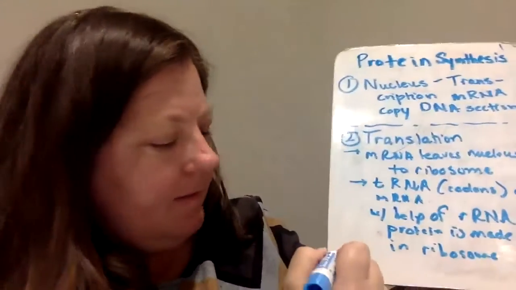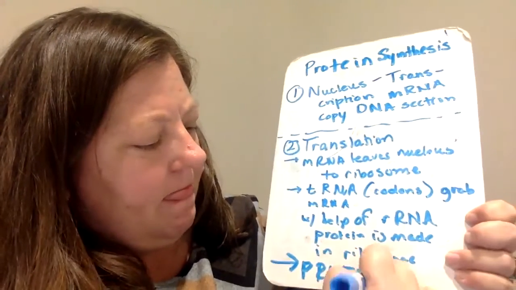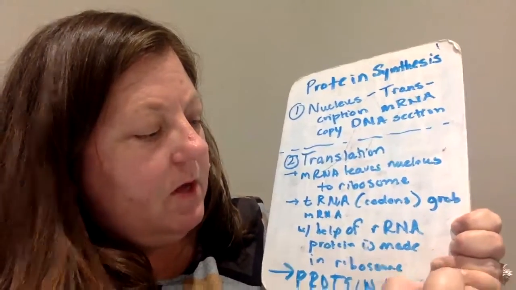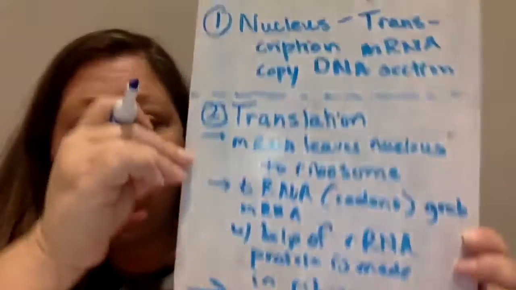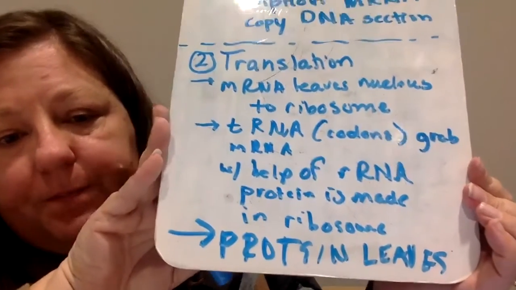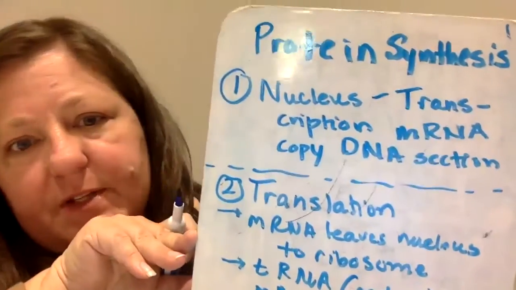And then lastly, the protein leaves. It's ready to go do whatever it needs to do. It needs to go to the eyeball or wherever it needs to go to do its work. It leaves. Okay? So these are the steps of protein synthesis.